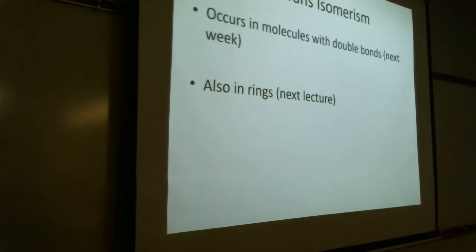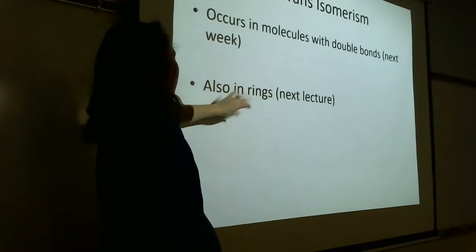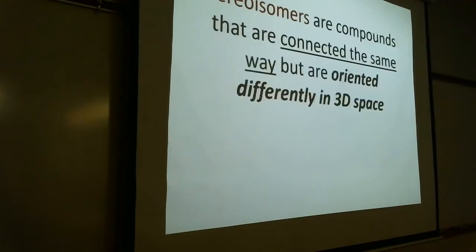Okay, now we do have another kind of isomerism called cis-trans isomers. This occurs in molecules containing double bonds, which we'll talk about next week. And it occurs in rings, which will be our next lecture. So we're not going to do that today.